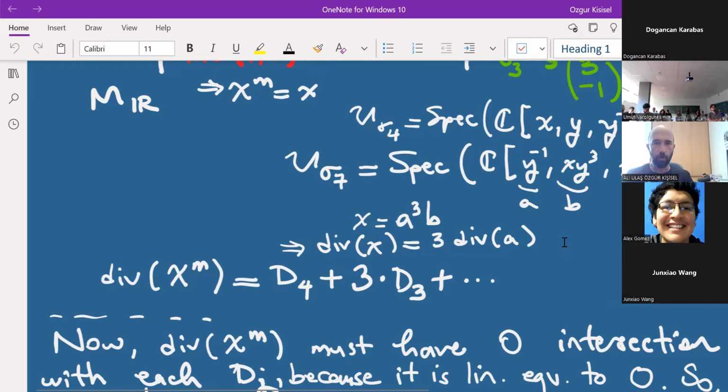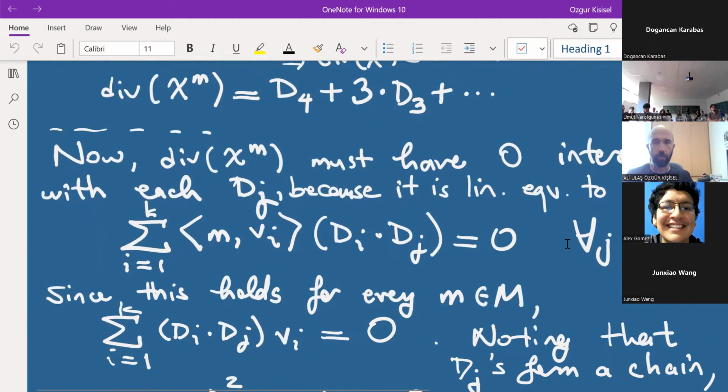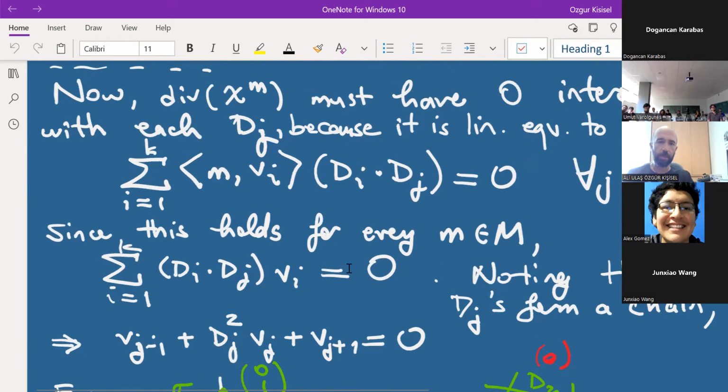Okay, now once we have this relation, one immediately realizes that this div chi m must have 0 intersection number with any dj, because since it comes from a meromorphic function, this divisor is linearly equivalent to 0. And that means if you intersect that div chi m with any dj, you should get 0. Now, this relation should hold for every m in M, and this implies that these intersection numbers, di times dj times vi, the primitive vectors added over 1 to k, must be 0 as a vector.